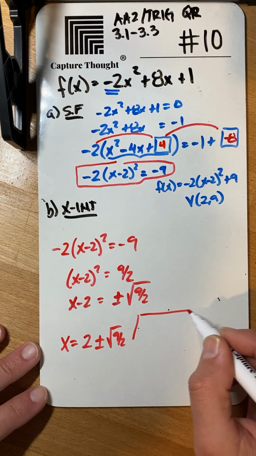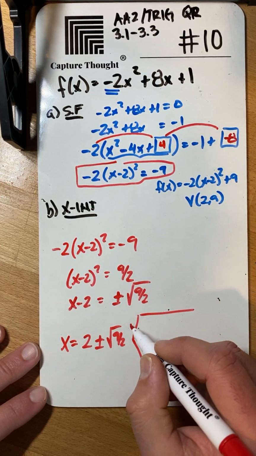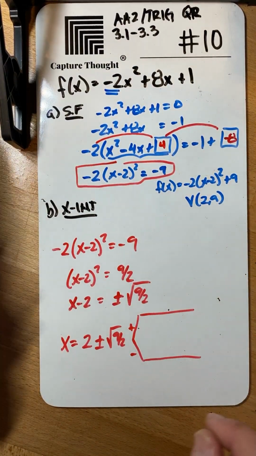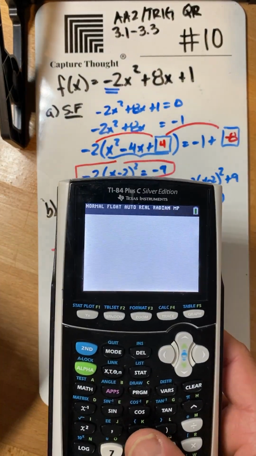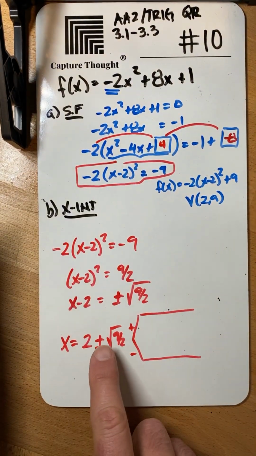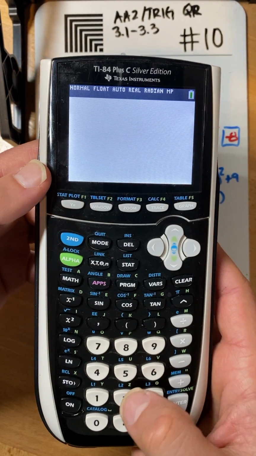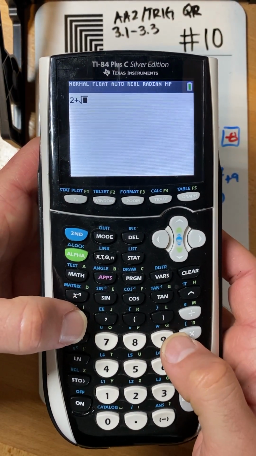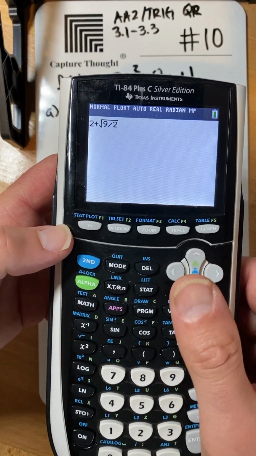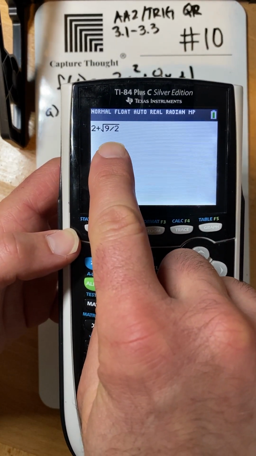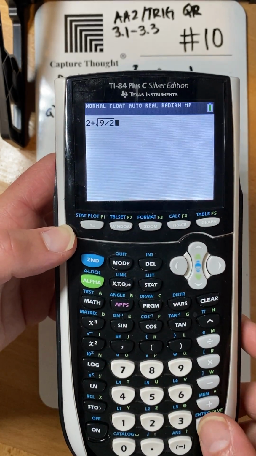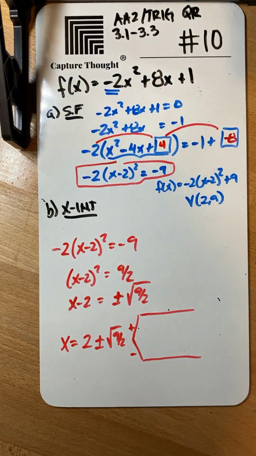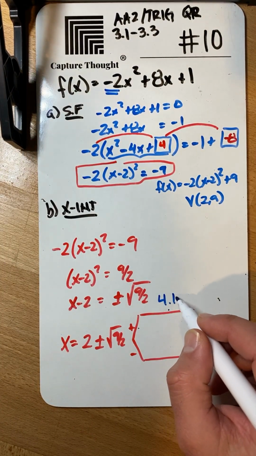Now remember, there are two directions you can take this. There's the positive and the negative one. So this is where you would bring in your calculator. You can use those baby blues in the classroom, or you can just see how I do it here. So I'm going to do 2 plus the square root of 9 halves. Here's how you do it. 2, and then plus second square root, and then I'm going to do 9 divided by 2. Notice how in my calculator, the 9 halves is underneath the square root. Push enter, and I'm getting 4.12. 2 decimal places is fine. So that's going to be 4.12.